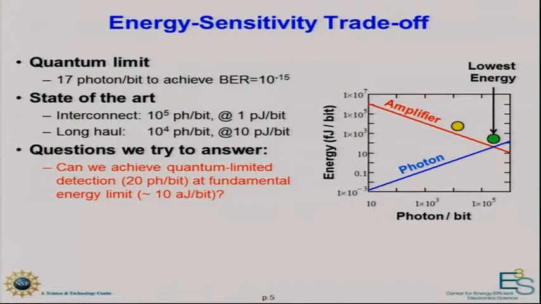So we are asking ourselves, is it possible to achieve nearly quantum limited detection, say approaching 20 photons per bit, at fundamental energy? Here by fundamental energy, I mean the energy carried by these 20 photons per bit, and not much beyond that. It's roughly about 10 attojoule per bit. In other words, we'd like to move in this trade-off space from the green dots to the lower left corner, shown as the red dot.